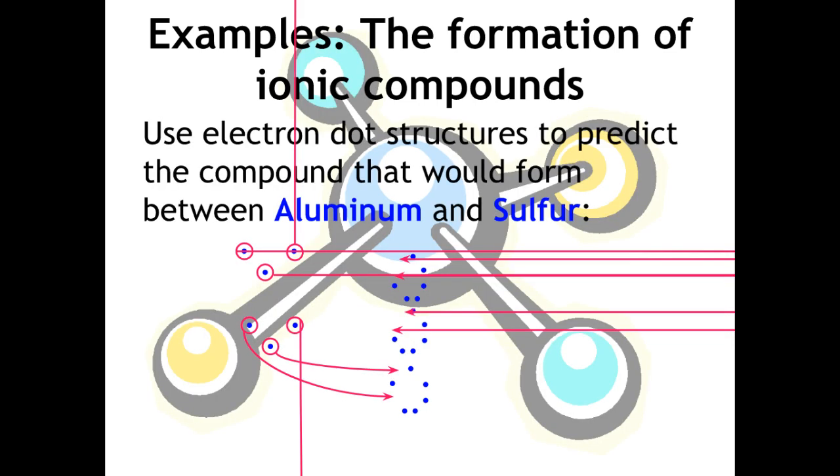Let's try another. Aluminum and sulfur. Let's think about this. Aluminum is located in group 13. So that has 3 valence electrons. Sulfur is located in group 16. And it has 6 valence electrons. So we're going to need 3 sulfurs to combine with 2 aluminums.